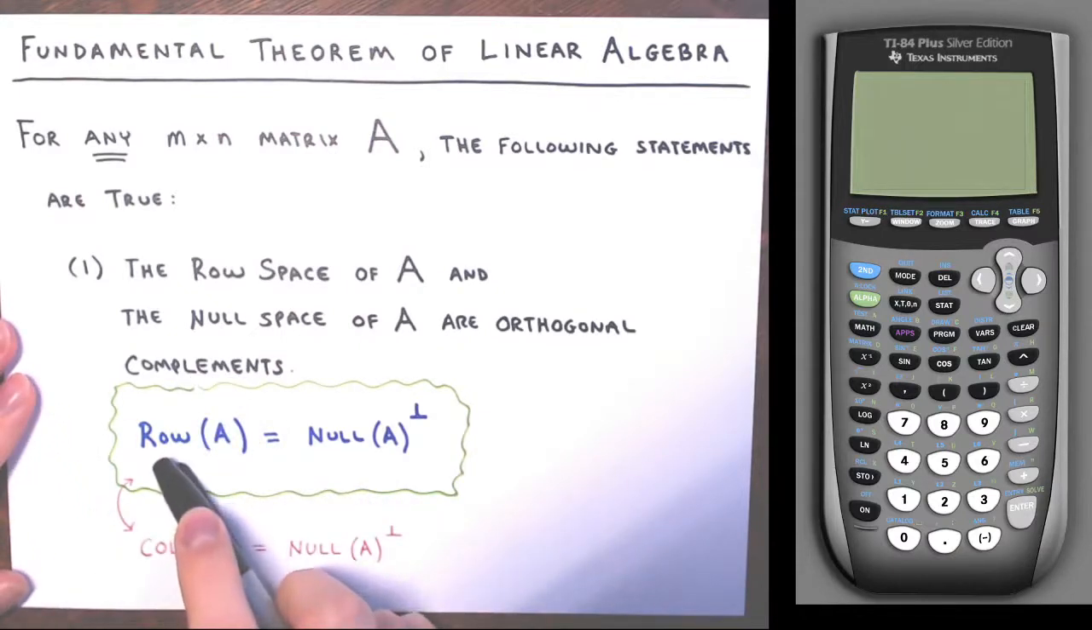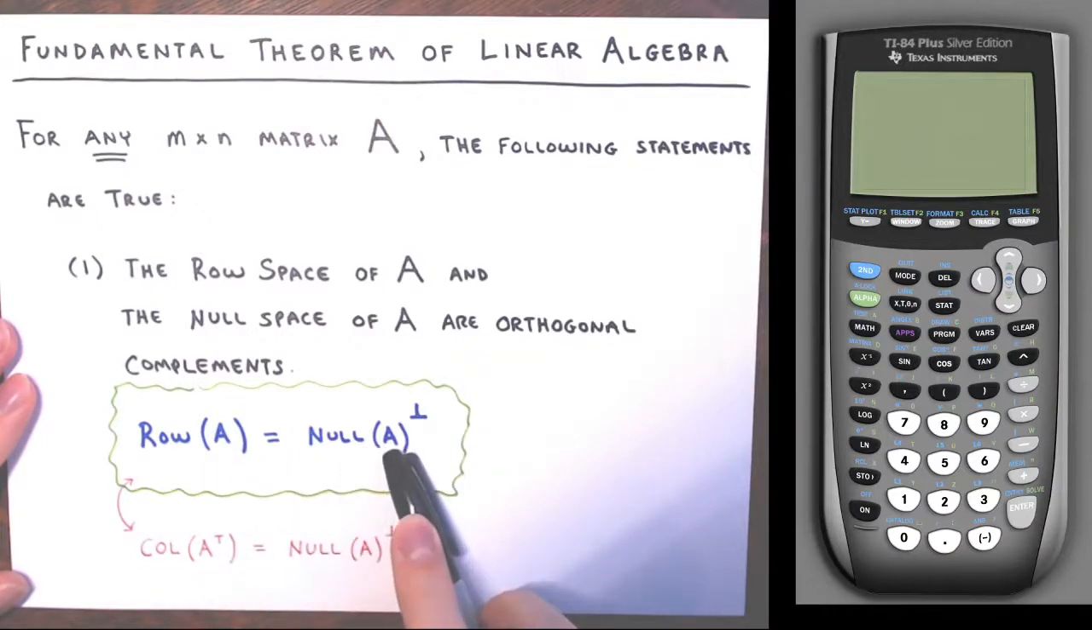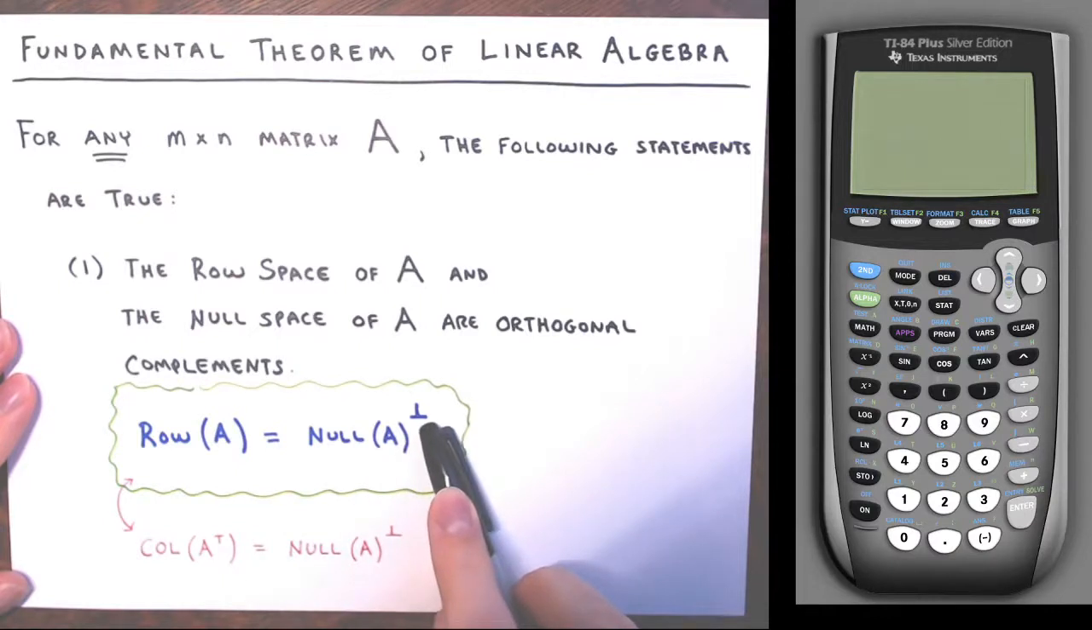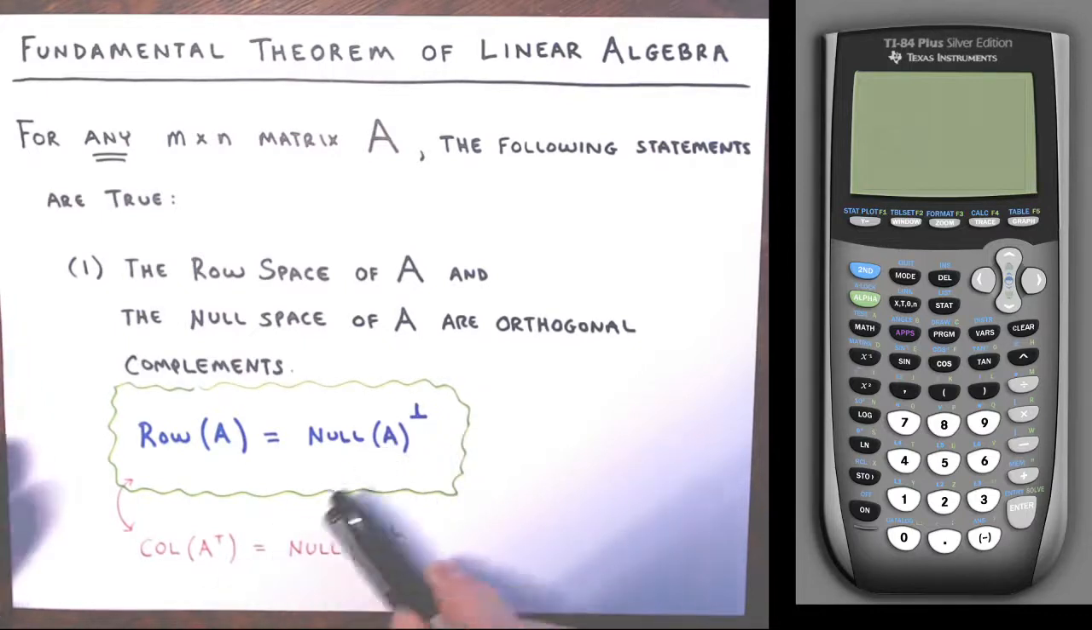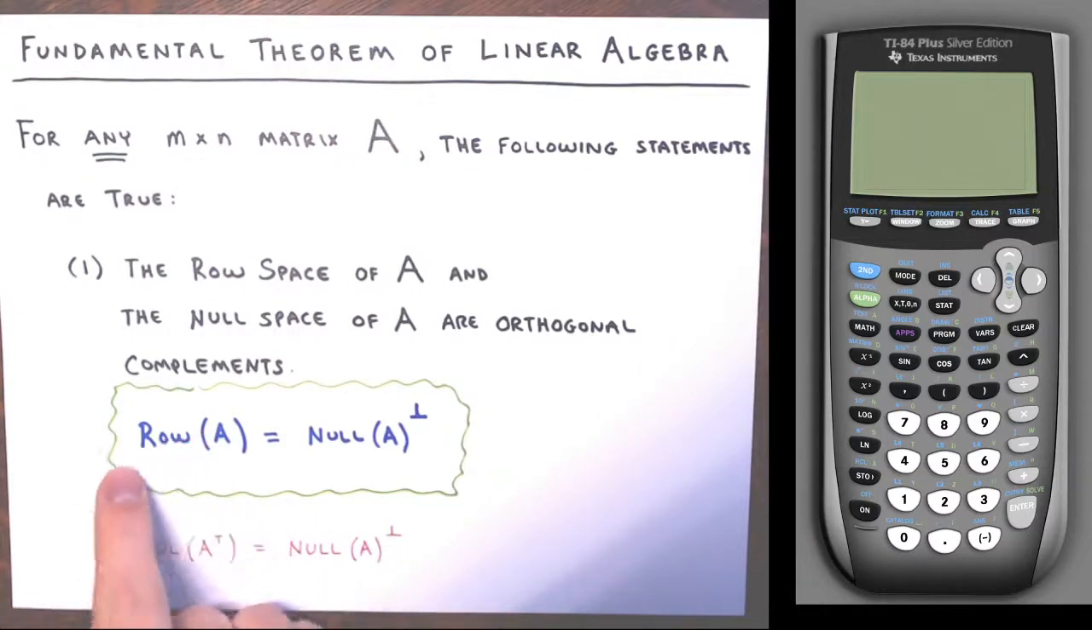A way to say that symbolically: the row space of A equals the null space of A's orthogonal complement. Remember this orthogonal symbol here is the orthogonal complement of the null space of A. And vice versa, you could say that the null space of A is the orthogonal complement of the row space of A. Another way to state this, remember the row space of A is the same as the column space of A transpose. So I could have also written this as the column space of A transpose equals the orthogonal complement of the null space of A.